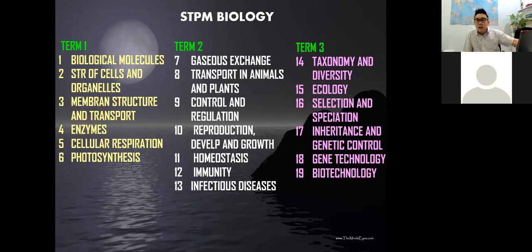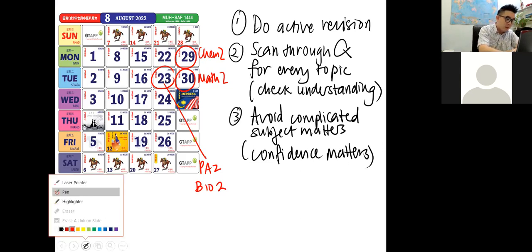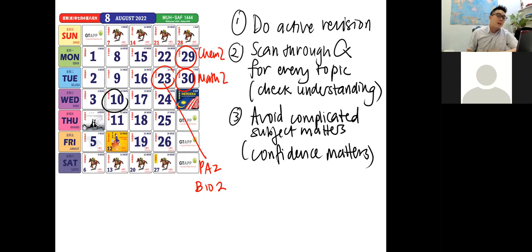Now, the second thing, which is a lot more crucial. Technically, today is 10th of August. So you have about 2 weeks to your PA2: Bio 2, then Chemistry 2 and Math 2.